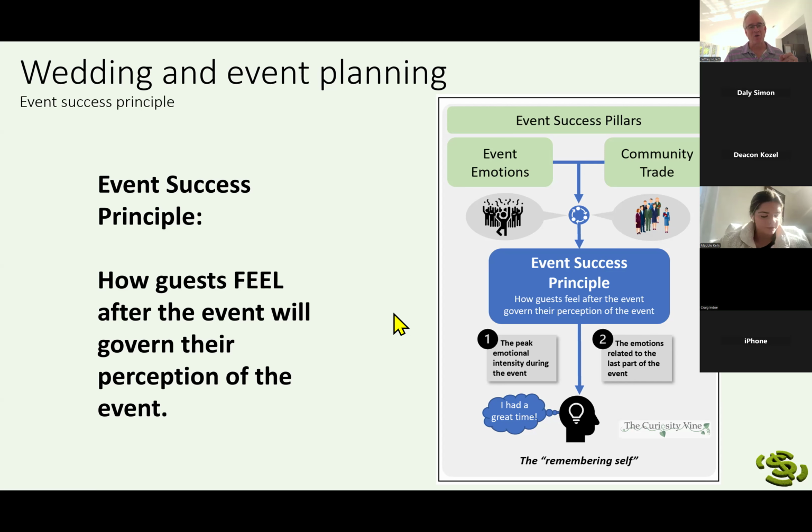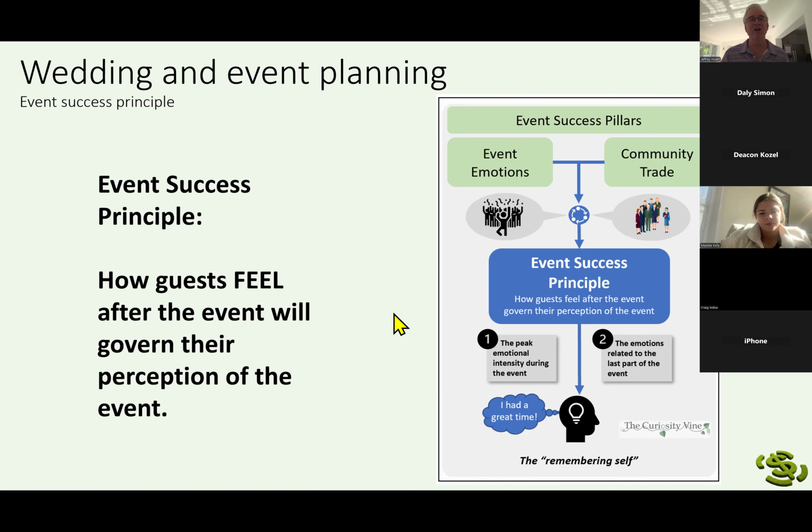But here's the thing. Will I remember that? Would most people remember those specific details? What research tells us is not so much, not as much as you may think you would. What you tend to remember are feelings. Feelings have long durations. People remember their feelings, especially negative feelings, but positive feelings as well. They remember how they felt at an event. So that's why that number one single event success principle, again, how guests feel after the event will govern their perception of the event. So that's kind of the baseline starting point.